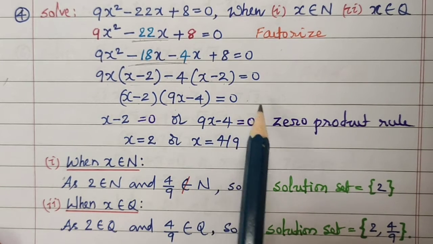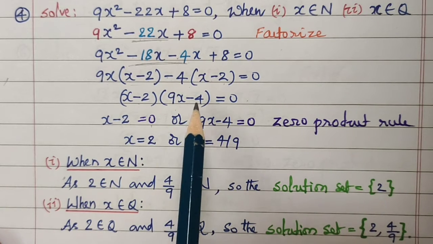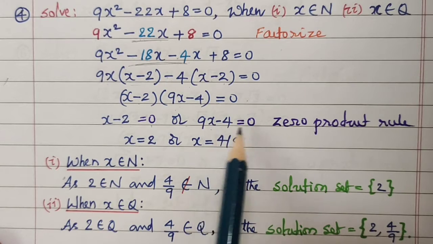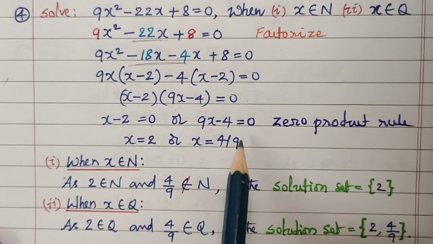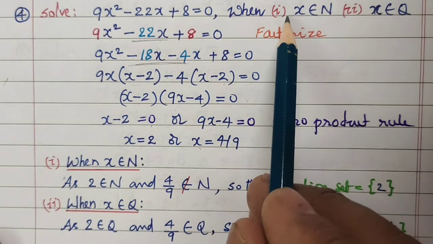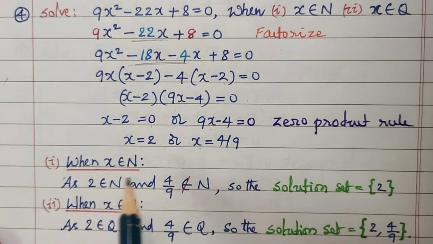Equate these two to 0 by using the zero product rule. x − 2 = 0, or 9x − 4 = 0. That will become x = 2, x = 4/9. They asked us to solve when x belongs to natural numbers. So 2 is a natural number, 2 belongs to N, 4/9 is not a natural number. So the solution set is {2}.